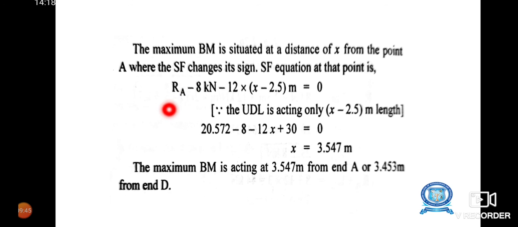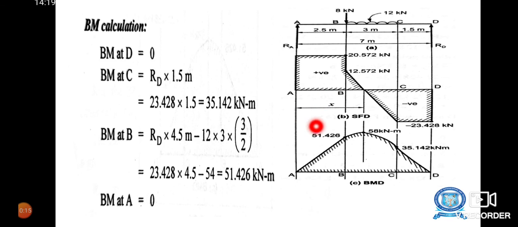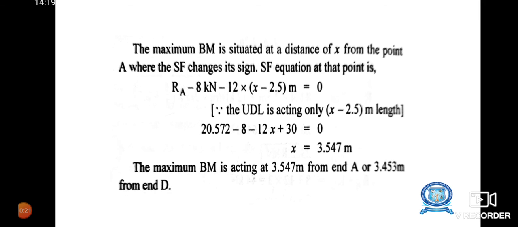Listen. We take RA minus 8, the point load, minus the UDL load 12 into x minus 2.5, where the distance x is unknown. Solving this equation, we get x equal to 3.547 meter. So we have found the particular distance, x equal to 3.547 meter.